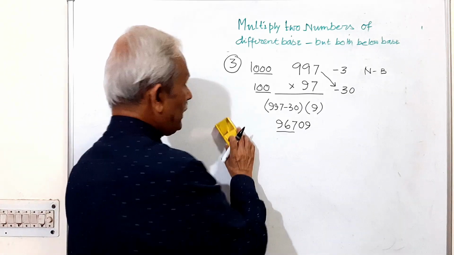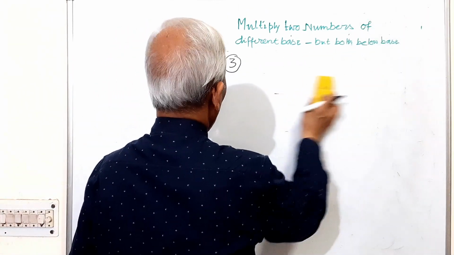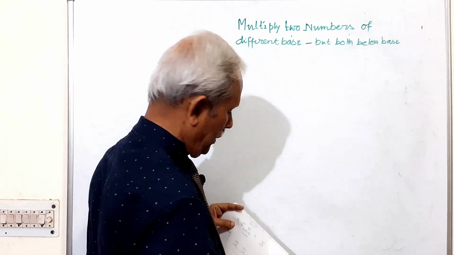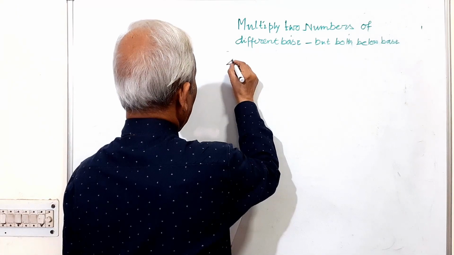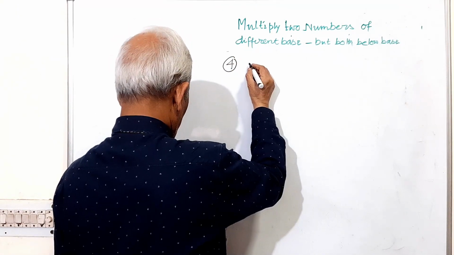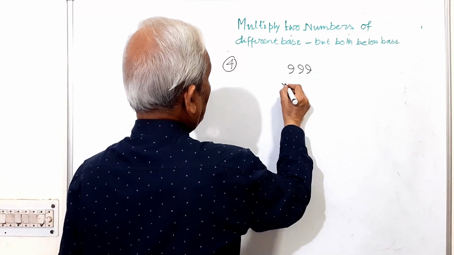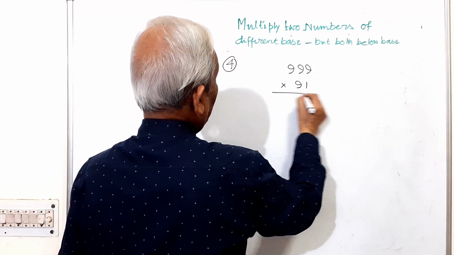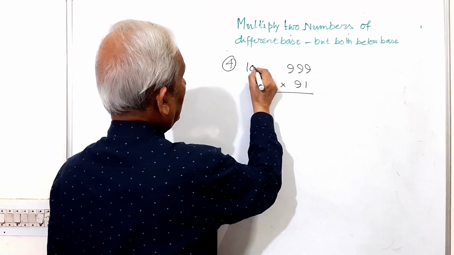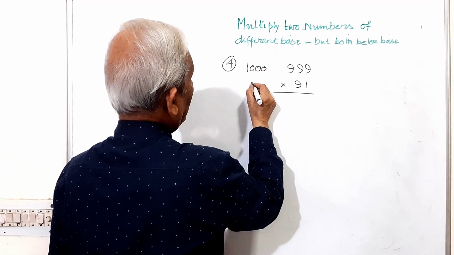Let us do the next question. I hope by now you have understood it very clearly. The fourth question, 999 into 91. Here the base is 1000 and this base is 100.